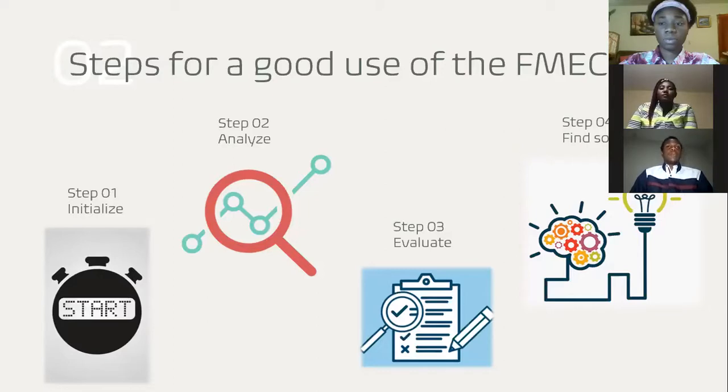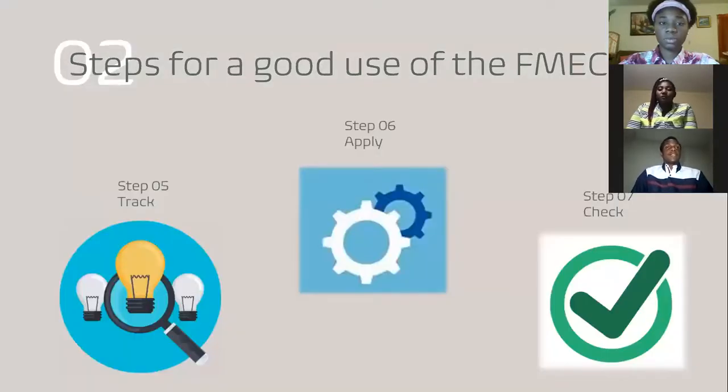Step 3, we evaluate and prioritize the potential failures, and decide to make action plans. And step 4, we find solutions. We find solutions to put in place to resolve the failure encountered, often during brainstorming sessions. Step 5, we track. In track, we analyze the proposed corrective solutions. And step 6, we apply. The corrective solutions validated during monitoring are applied. This is a very important step because we effectively correct the potential failures.